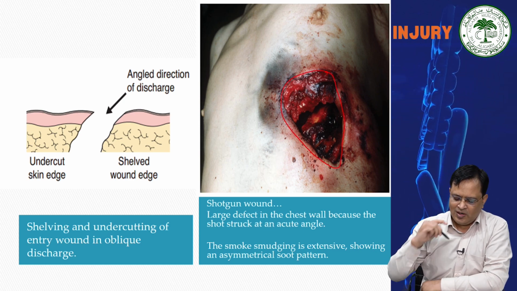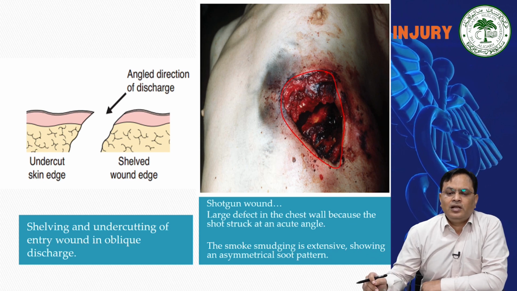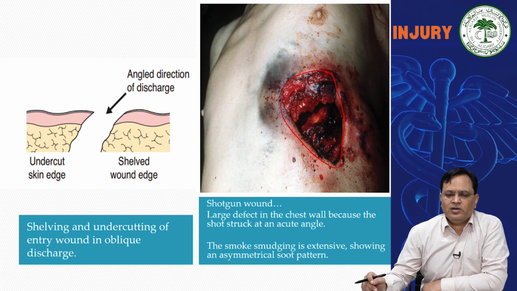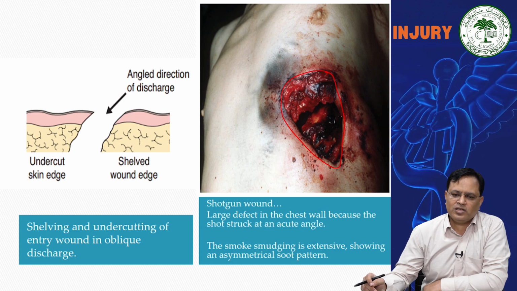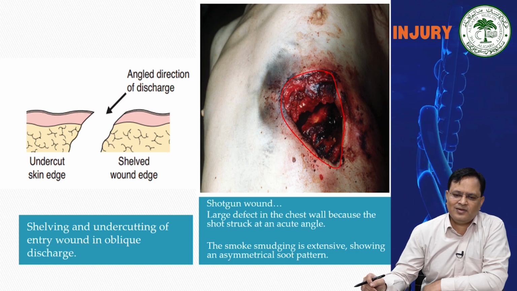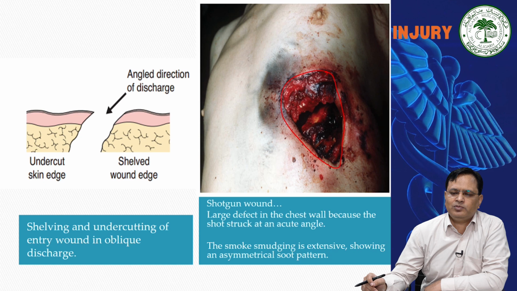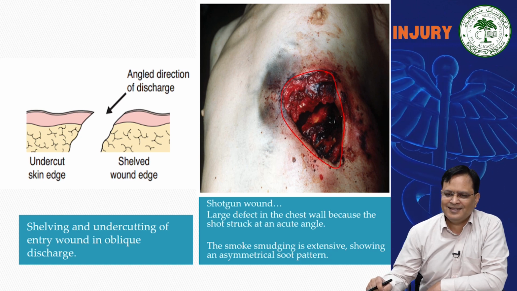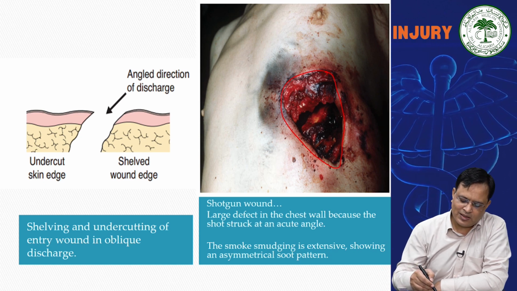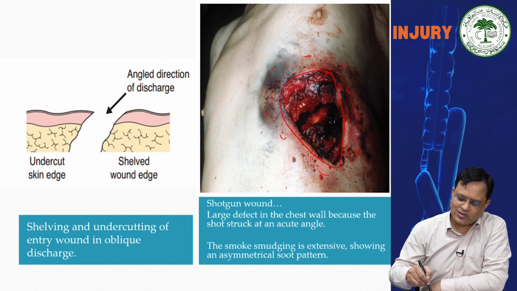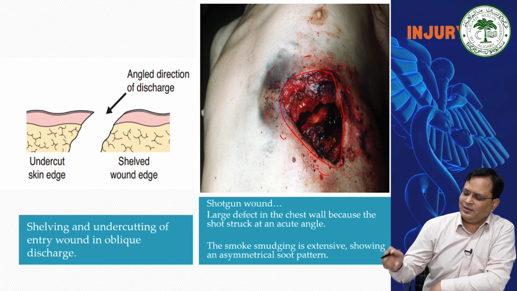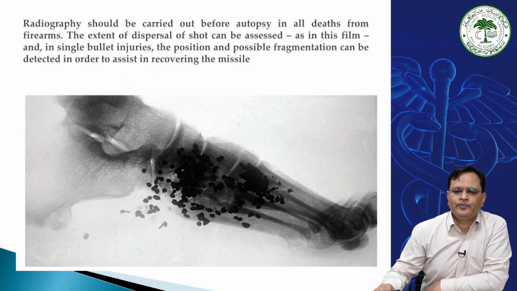Here we can see there is a different angle. A shotgun, large defect in the chest wall because the shot struck at an acute angle. Smoke smudging is extensive, showing an asymmetrical soot pattern, which I have already discussed. There is blackening and tattooing in this direction, not circular. So there is an angle in the wound.